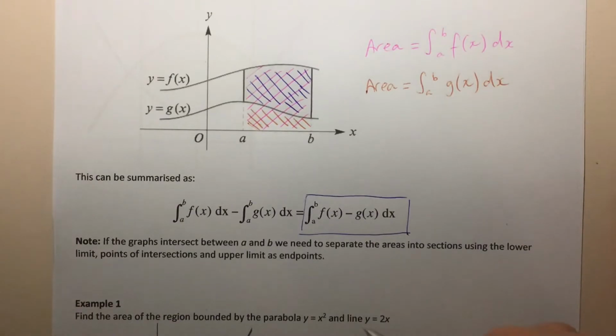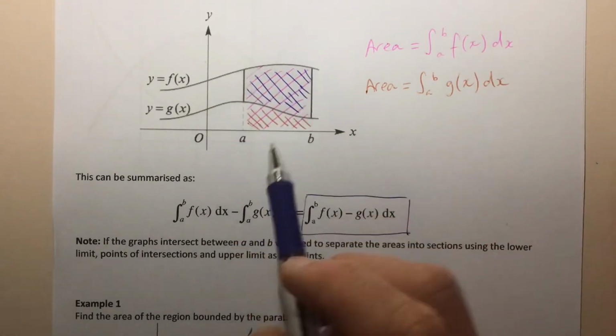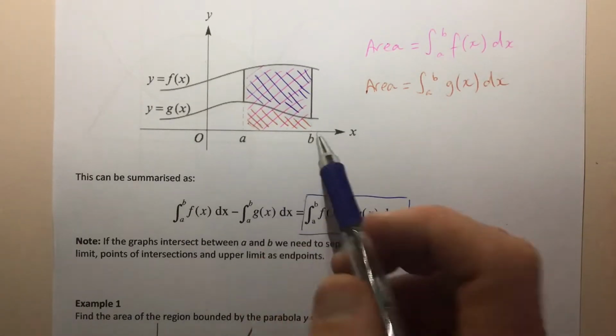A really key thing that we have to get right is that the function that goes first in this subtraction is always the function that has the higher y values. It's the function that's on top when you look at its graph, and the function that we're subtracting is the one that's on the bottom.